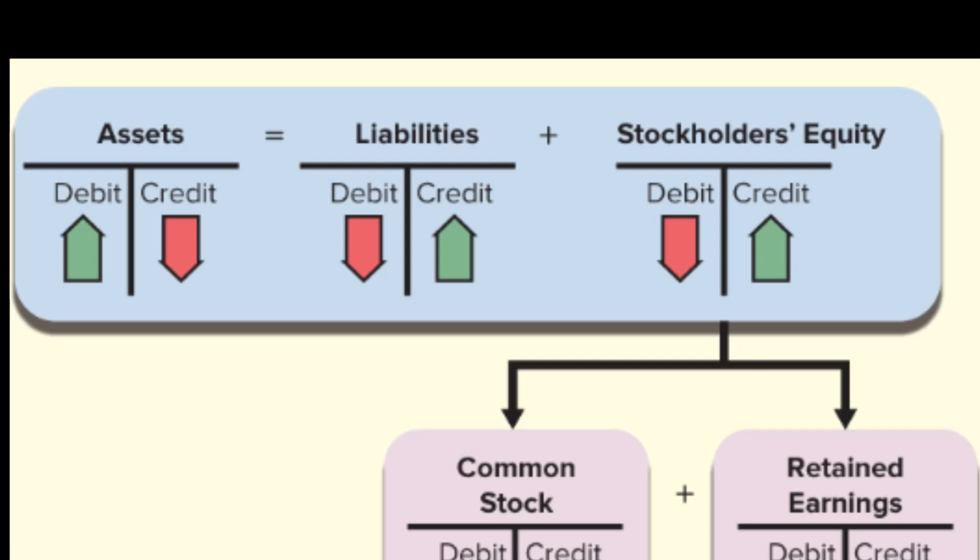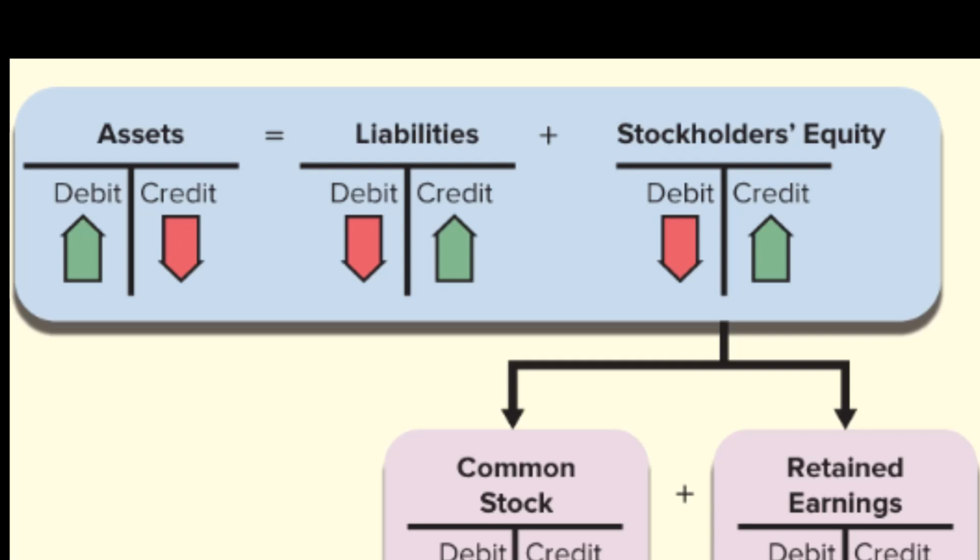To record transactions, we use a system of debits and credits. Don't think of them as good or bad. Think of them simply as left and right. Every transaction will have at least one debit and one credit, and the total debits must always equal the total credits. Here's the key to it all.